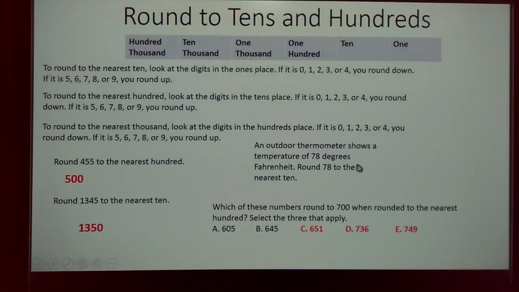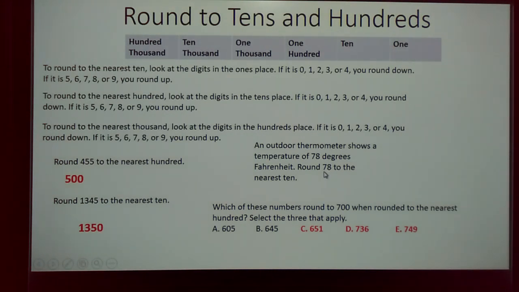Now, let's look at a real world problem dealing with a thermometer measuring outside temperature for today, or yesterday, or in the future. The outdoor thermometer shows a temperature of 78 degrees Fahrenheit. Fahrenheit is the name of the scientist who came up with how to record temperature in degrees. Fahrenheit is just the name of the scientist. Now, it says round 78 to the nearest 10. So I look at my 10 column. So I need to round this number. So I look where? In the 1 column.